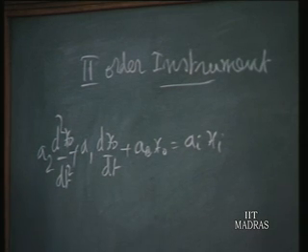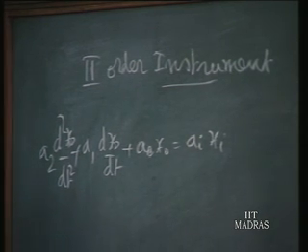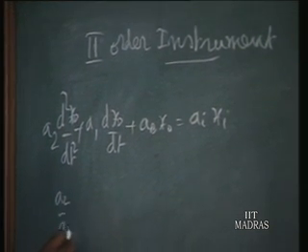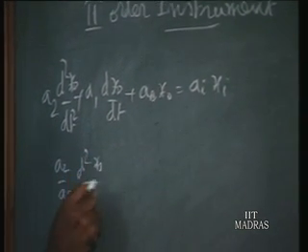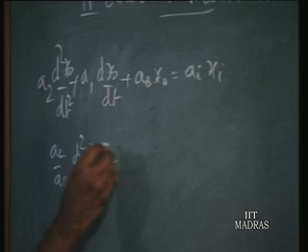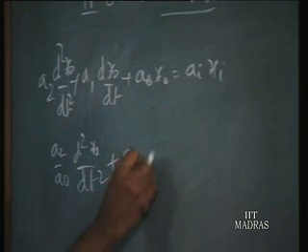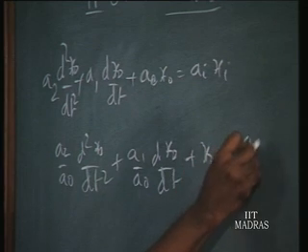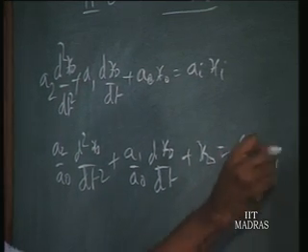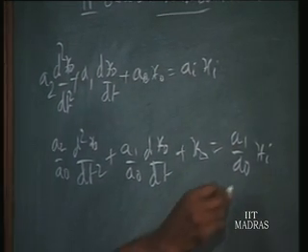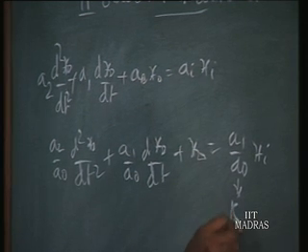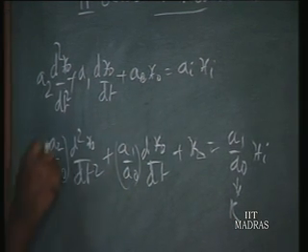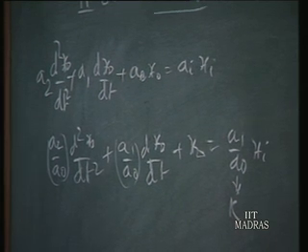Now we reduce the equation to the standard format. Divide everything by A0: A2 by A0 d squared xo by dt squared plus A1 by A0 dxo by dt plus xo is equal to Ai by A0 xi. Now we know already this is our sensitivity K, and A1 by A0 and these are new terms. Now we have to define the second order instrument.